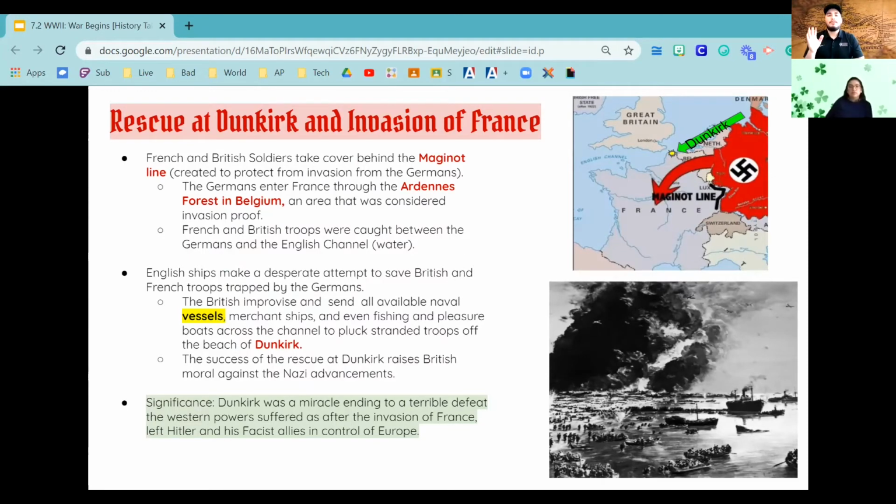Well, here's our next event, folks, that we're going to talk about. It's the rescue at Dunkirk and the invasion of France. The Nazis are going to proceed further through Europe and faster than the French and the British are ready to hold them back.